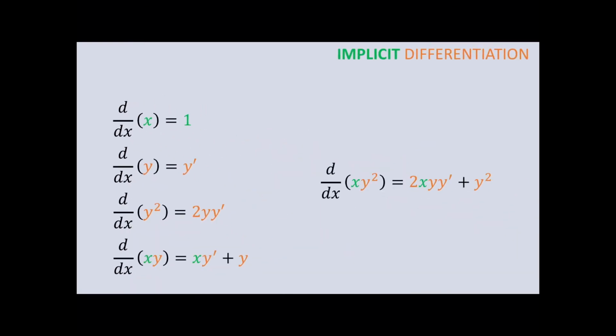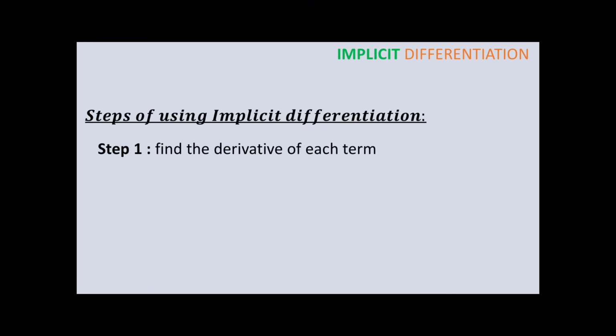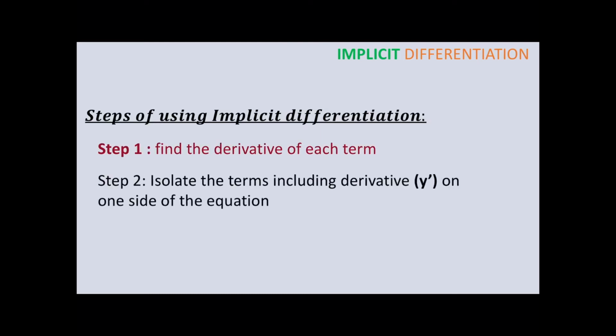Alright, let's move on to seeing the steps of actually using implicit differentiation. The first step is finding the derivative of each term. You come across each term, and you have to find its derivative separately. Of course, those derivatives might include y prime in them. Step 2 is to isolate the terms including y prime on one side of the equation. You take all the terms that have y prime and put them on one side of the equation, preferably the left side. Then you factor out y prime and solve for it, so you find it all by itself. I'm going to show you some examples of how we do this in practice.